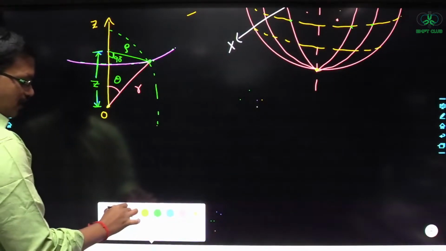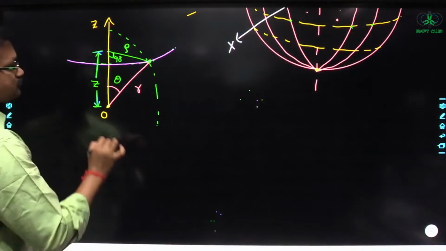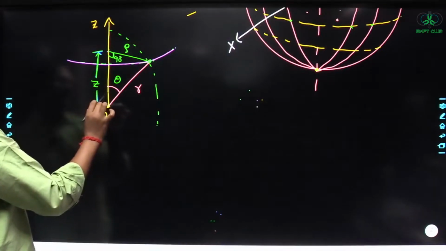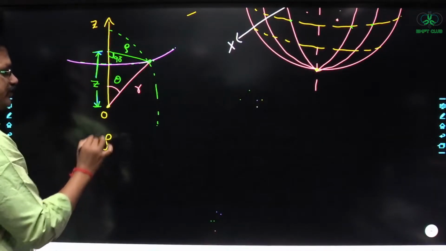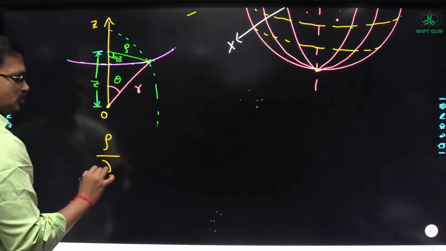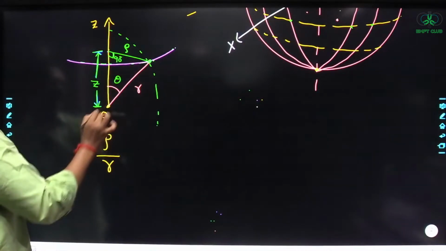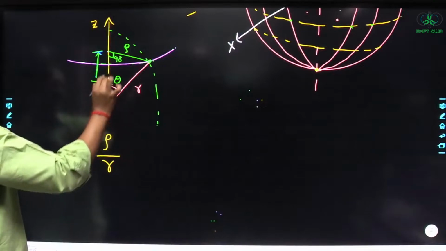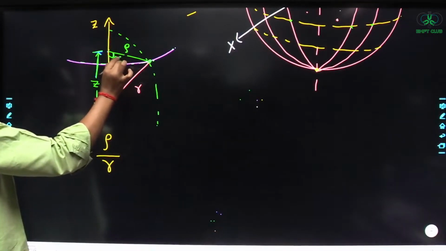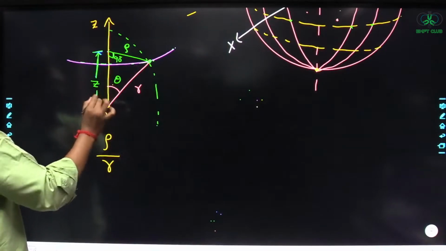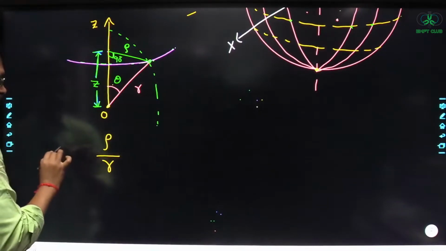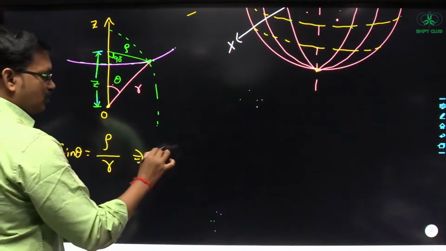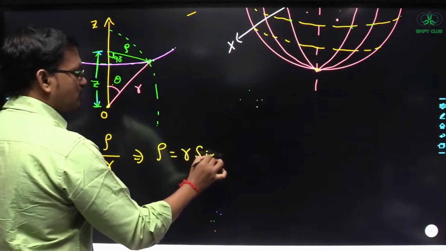Now see here, what is rho here? If I write rho by r, rho is the opposite side, so opposite side rho divided by hypotenuse r. From this right angle triangle, opposite to this angle theta is rho, that's why it is called the opposite side, and this is the hypotenuse. Opposite side by hypotenuse is nothing but sine theta. So sine theta is equal to rho by r, and from here rho is equal to r into sine theta.